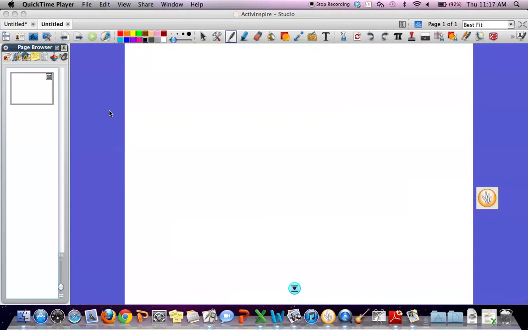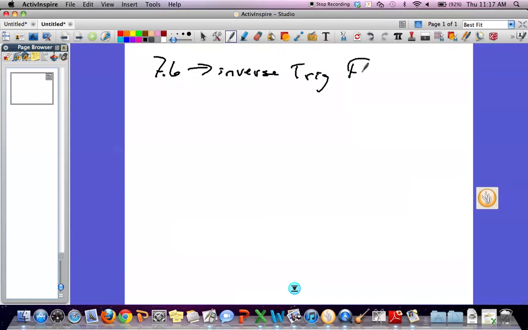Let's talk about 7.6. 7.6 is inverse trig functions. Maybe I should have capitalized the inverse because that's the main thing. We have studied inverse functions before, but let's talk about inverse trig functions today.